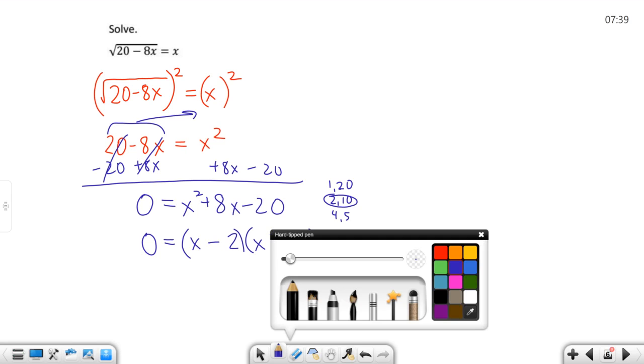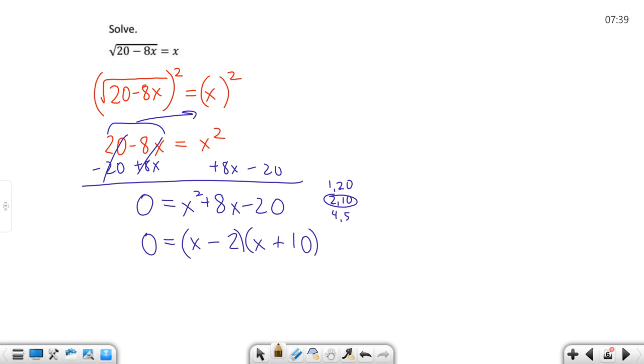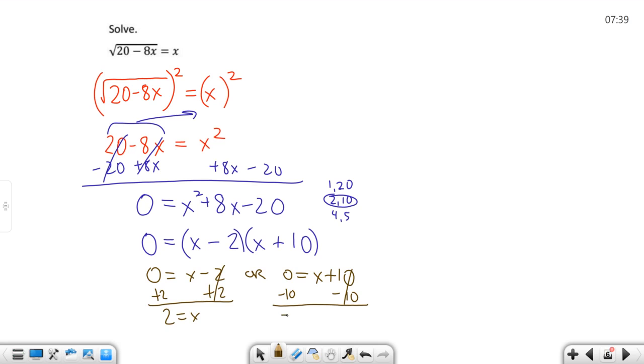And then I move into solving by factoring, right? Once we have it factored, we set each factor equal to 0. And then once we do that, we solve each one of them, right? So here we're going to add 2 to both sides, and we get 2 equals x. And then over here we subtract 10 from both sides, and we get negative 10 equals x.